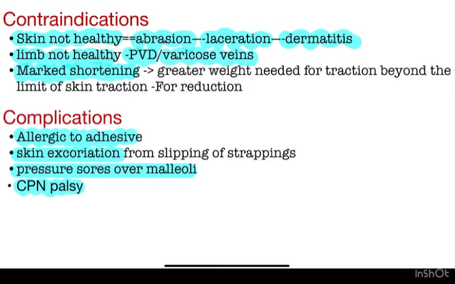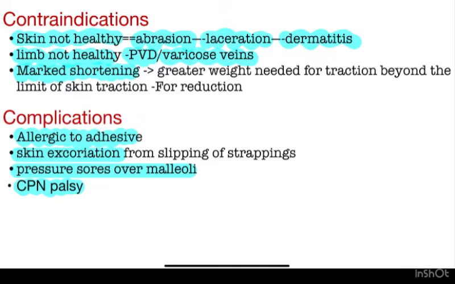What are the contraindications of skin traction? Now, the contraindications are when the skin is not healthy, in case there is abrasion, laceration, or a skin disease like dermatitis, then in those cases skin traction is not recommended. If the limb is not healthy, that is the patient is a known case of peripheral vascular disease, or there is a varicose ulcer, or it is a case of closed fracture of high velocity injury having soft tissue injuries with signs of impending compartment syndrome, or if there are blisters, then skin traction cannot be applied.